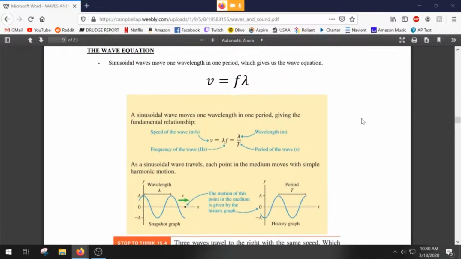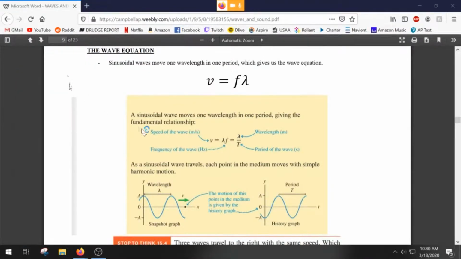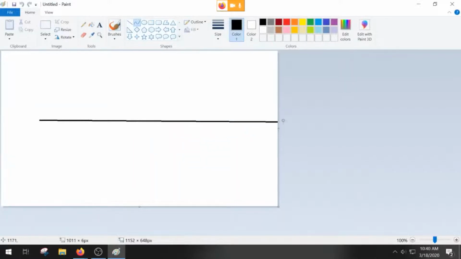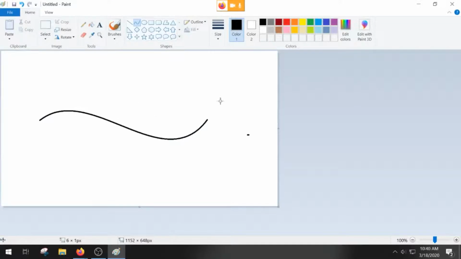Now, let me pull this up real quick. Let's go to MS Paint. There are a couple vocabulary terms you want to know when we're talking about waves. So let's just draw a wave real quick. That'll have to do. All right. Actually, that's a terrible wave. Let's just freehand it.